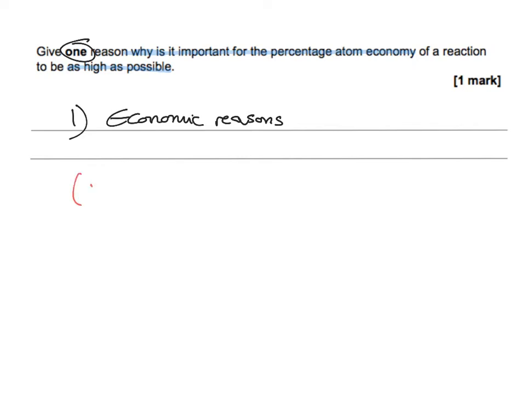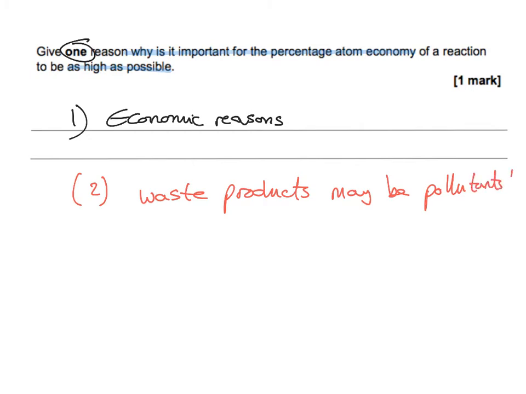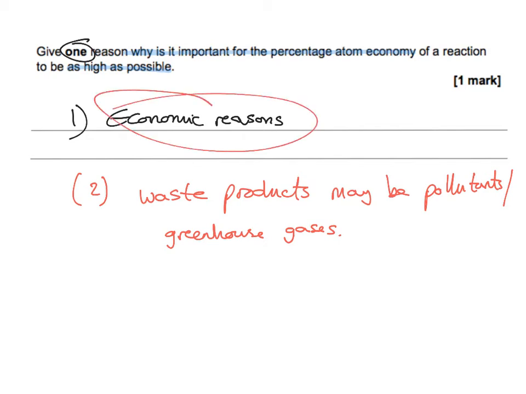Another reason may be that waste products may be pollutants or greenhouse gases. So again, if my desired product is as high as possible, yes, I'm going to get more money for it, but it also means my waste product, which could be a pollutant or a greenhouse gas, I'm going to make less of it, which is another really good reason.